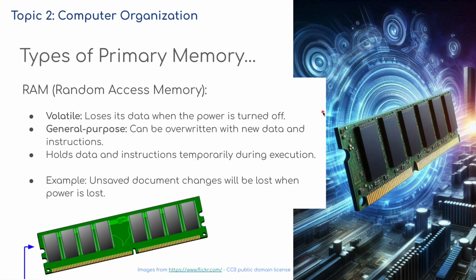So just to talk to you a little bit about RAM, RAM, as I mentioned before, is volatile. It loses its data when the power is turned off. So when you turn your computer off, whatever's been loaded into RAM goes. The RAM is emptied. Obviously, it can be overwritten with new data and instructions, whatever the CPU needs or is working on at any one time. It holds data and instructions temporarily during execution. Example, unsaved document changes will be lost when the power is turned off.